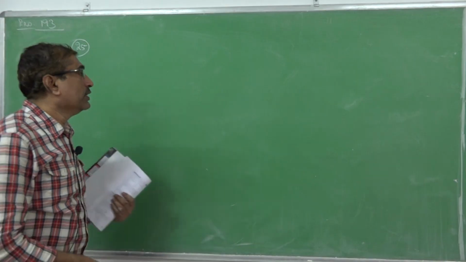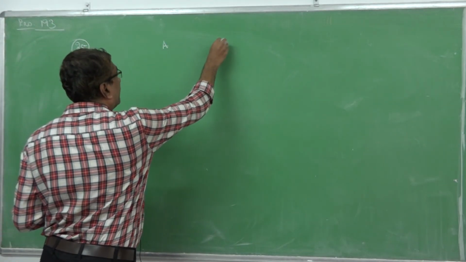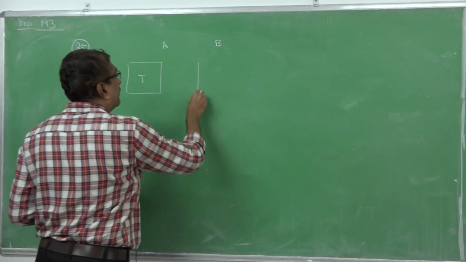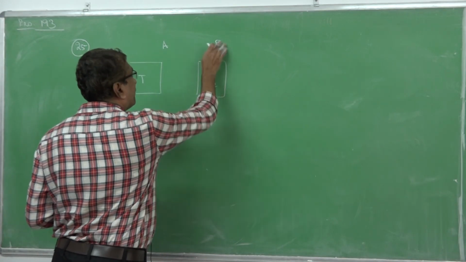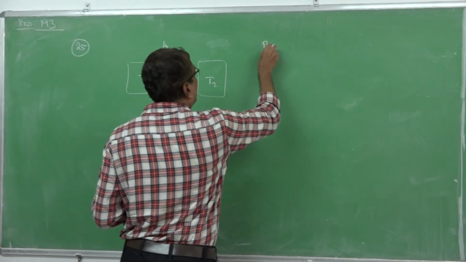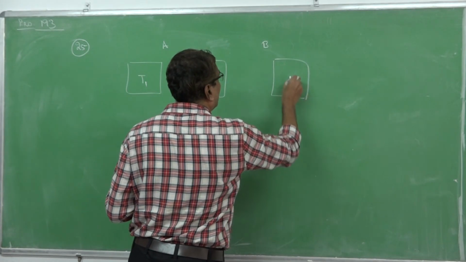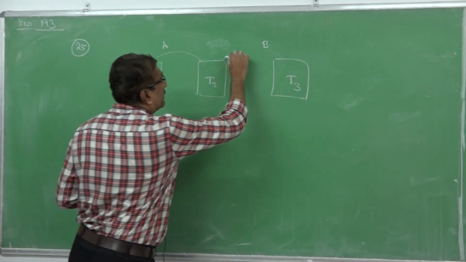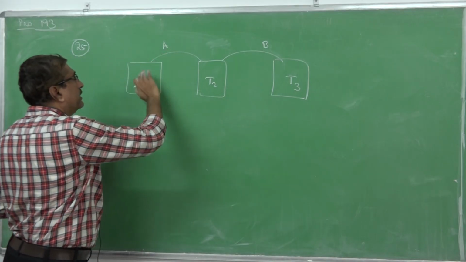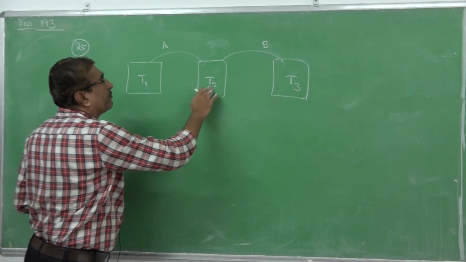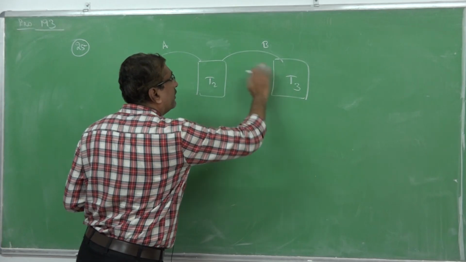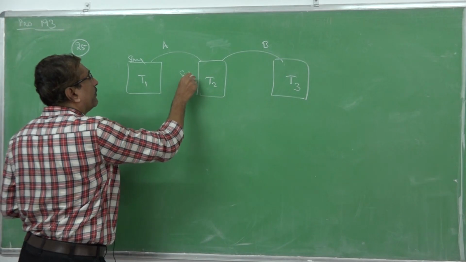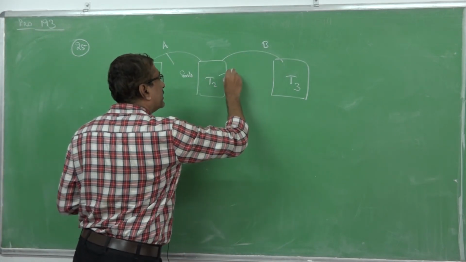Okay. So there are two engines A and B working between two different temperatures. Suppose A is working between T1 and T2 and B is working between T2 and T3, like this. So this is the first engine, this is the second engine. That means the first engine A works in between T1 and T2 and the second engine B works between T2 and T3. Now this is the source and this is the sink for A. For B, this is the source and this is the sink.